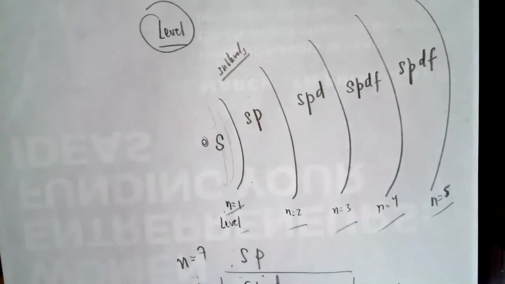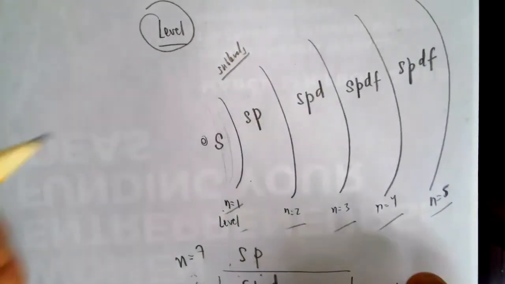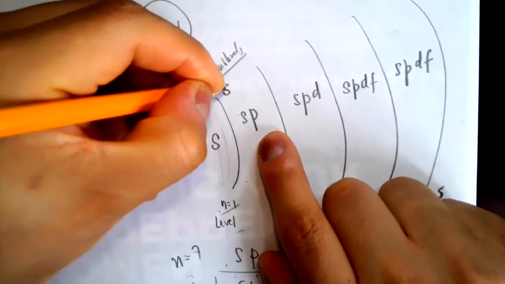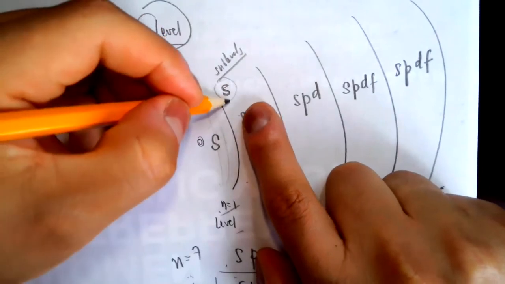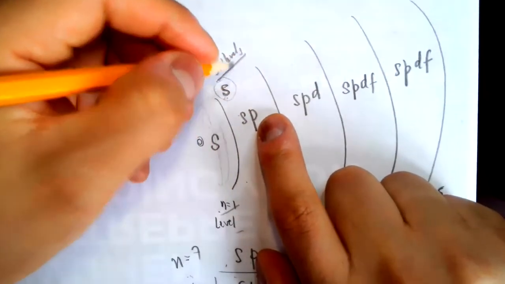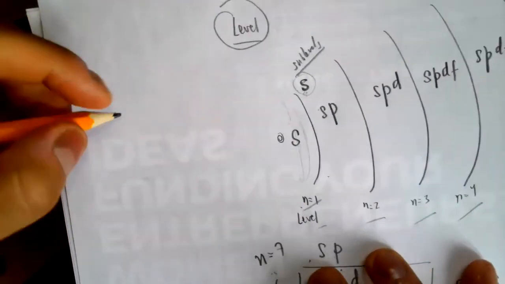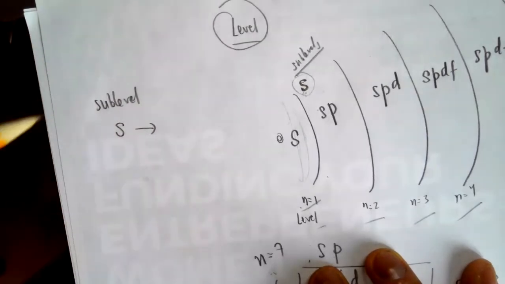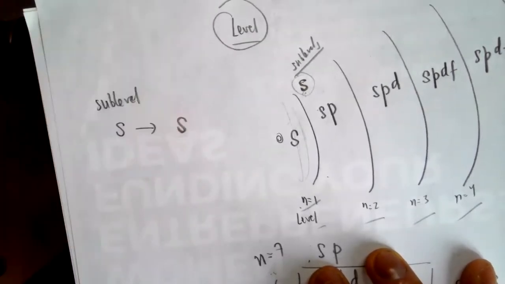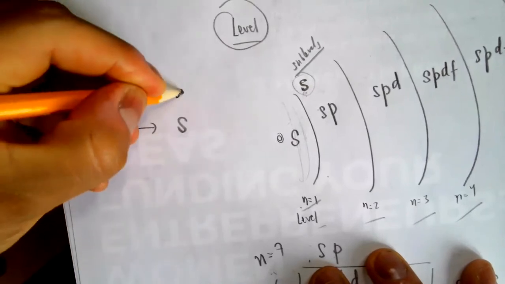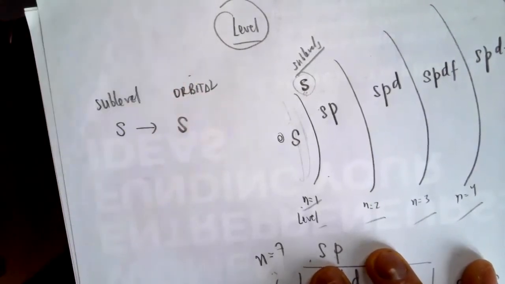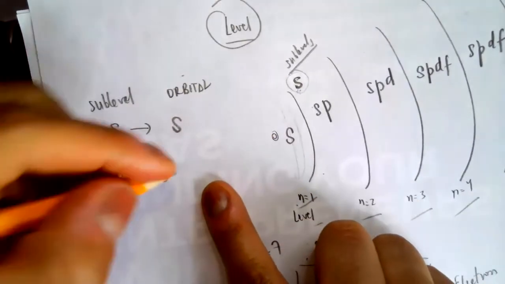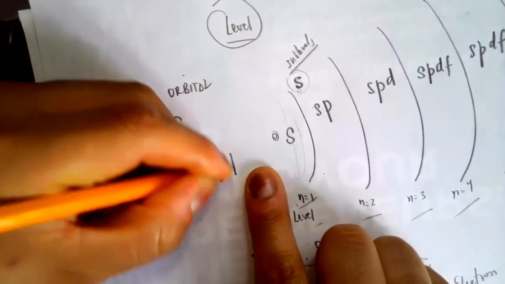Okay, so let's continue. Now, what about these sublevels? Does each sublevel, let's say sublevel s, have other divisions? No. The s sublevel only has one s. This is what we call the orbital. Okay. What about sublevel p? Does the sublevel p have more than one orbital? Yes. Here you actually have px, py, and pz.